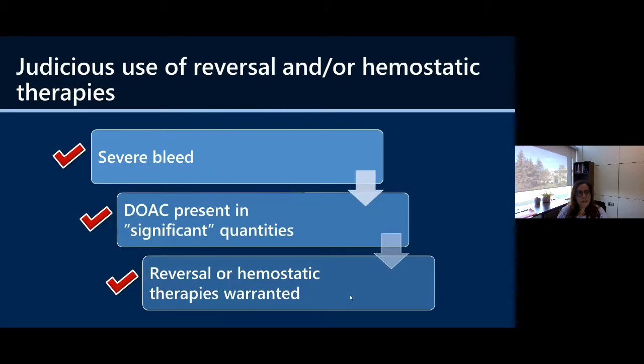And so in order to encourage the judicious use of reversal and hemostatic therapies, these are the three principles. The person has a severe bleed. We have evidence using a blood test, or we have the clinical suspicion that there's DOAC present in significant quantities. Then reversal or hemostatic therapies are warranted. And this is important because of potential consequences of these therapies. There are also cost and resource implications to them as well.